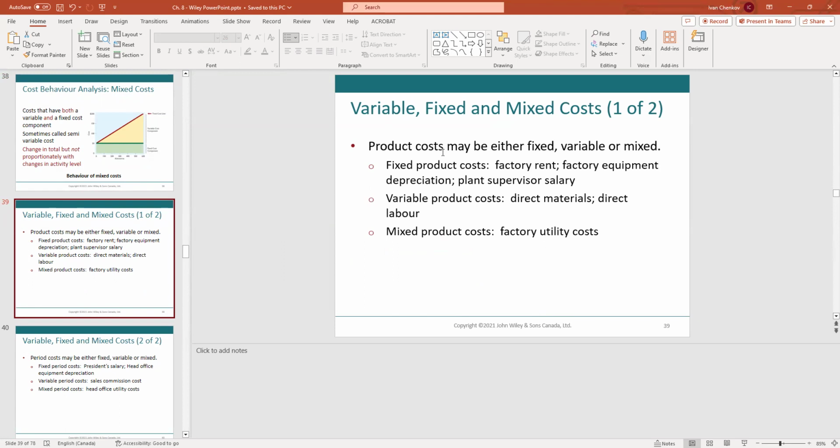Which one would be an example for the fixed product cost? That will be the rent. That will be the factory equipment depreciation. That will be the plant supervisor salary. Which one will be the variable cost? Direct labor, direct material. Why? Because the more we produce, the more we have to pay. Mixed cost will be factory utility cost. Why the factory utility cost? Because in the factory utility cost, you're always going to have a fixed amount that you have to pay and a variable amount that you have to pay based on the usage of activity.